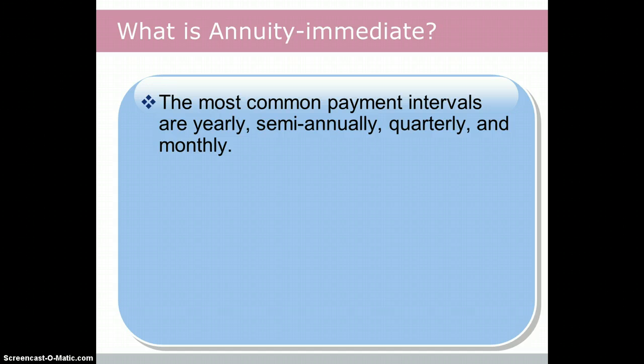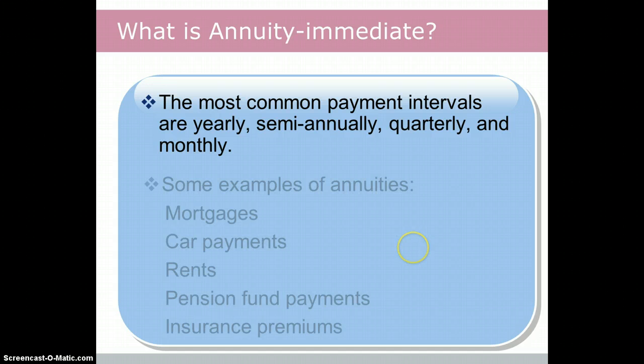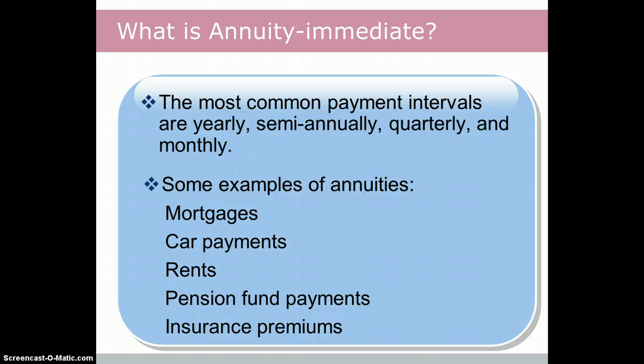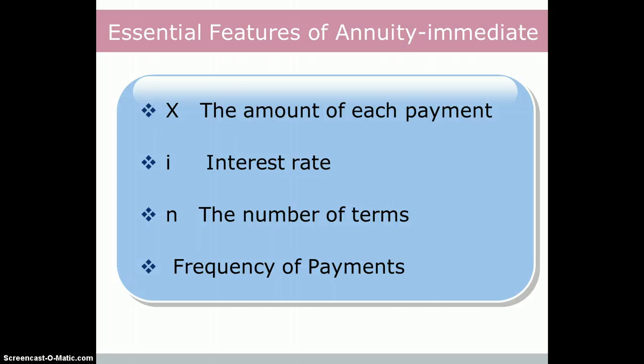The most common payment intervals are yearly, semi-annually, quarterly, and monthly. And these are some examples of annuities: mortgage, car payments, rents, pension fund payments, and insurance premiums. It seems that annuity appears everywhere, so it's very important to us. Next, let's learn the several features of annuity: the amount of each payment X, interest rate I, the number of terms N, and the frequency of payments.